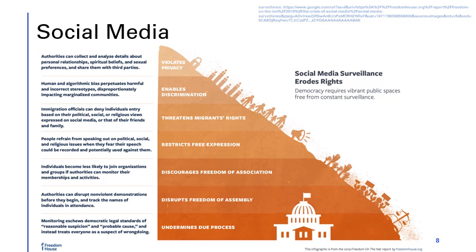Disrupting freedom of assembly. Authorities can disrupt non-violent demonstrations and track the names of individuals in attendance as well. And most importantly, it undermines due process. As I mentioned in the slide before, where you are guilty until proven innocent. So you are always being surveyed no matter who you are, whether you are completely innocent or whether you are a criminal. You are being surveyed nonetheless.